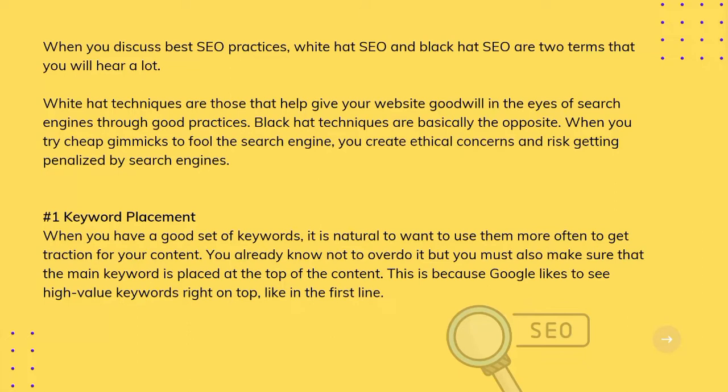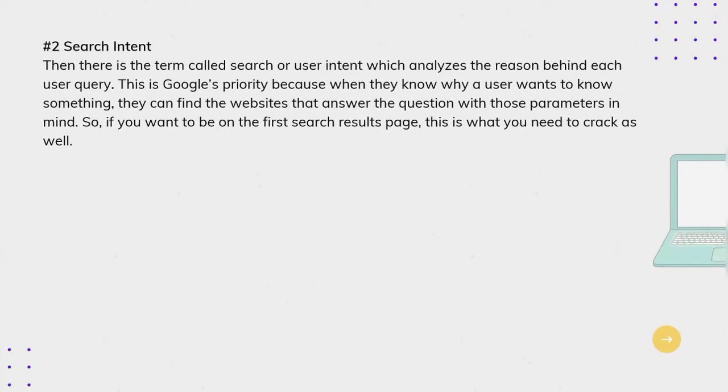Number 2. Search intent. Then there is the term called search or user intent, which analyzes the reason behind each query. This is Google's priority, because when they know why a user wants to know something, they can find the websites that answer the question with those parameters in mind. So if you want to be on the first search results page, this is what you need to crack as well.